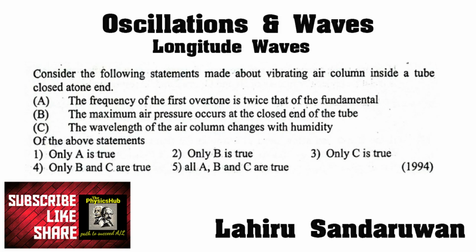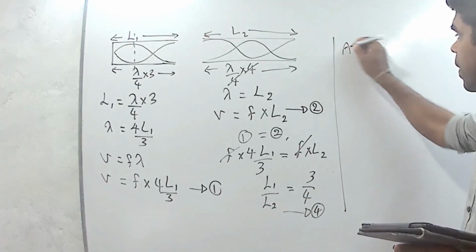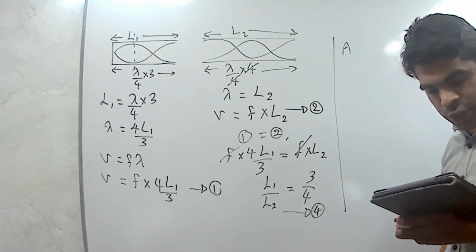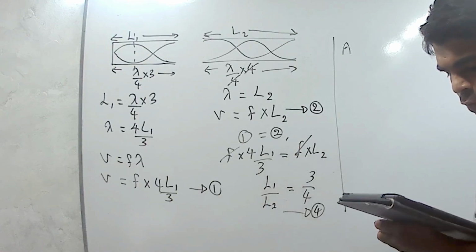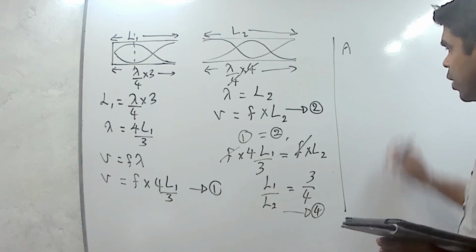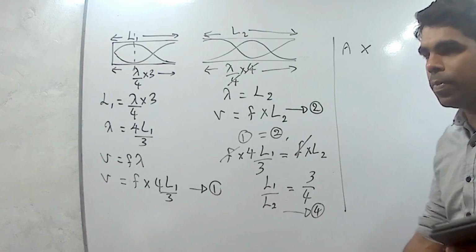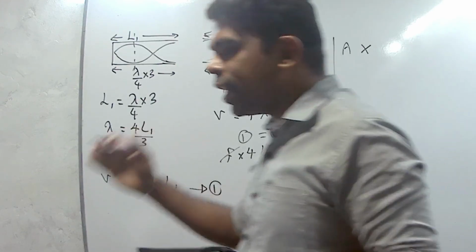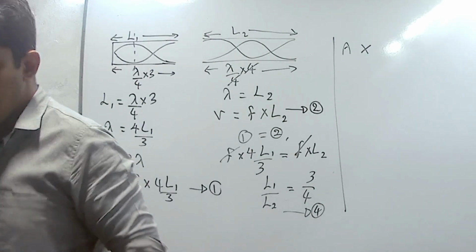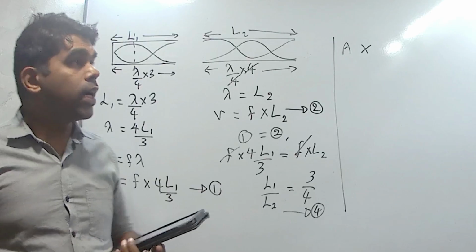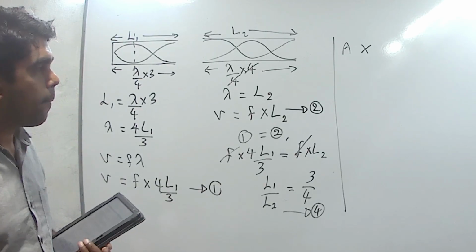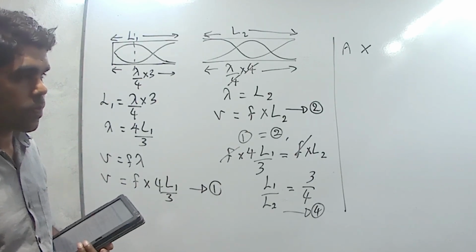Consider the following statements made about vibrating air columns inside a tube closed at one end. Statement A. The frequency of the first overtone is twice that of the fundamental. So we know that for a closed tube, we can observe F0, 3F0, 5F0, only odd overtones, odd harmonics.